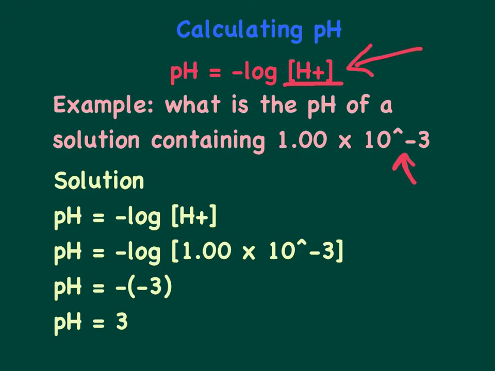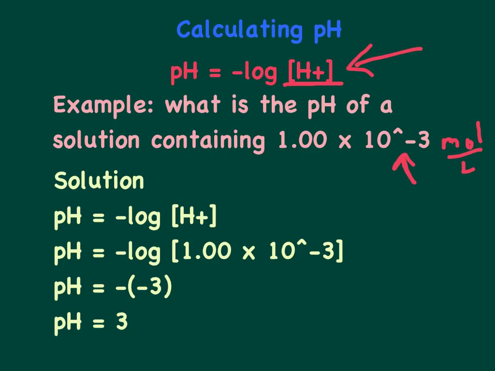Okay, so the question is, what is the pH of a solution containing 1.00 times 10 to the negative 3? And I didn't put units in here because it's not something you guys would know or understand. We teach this in grade 11, but the unit is called moles per liter. It's a unit of concentration that we deal with in solutions.